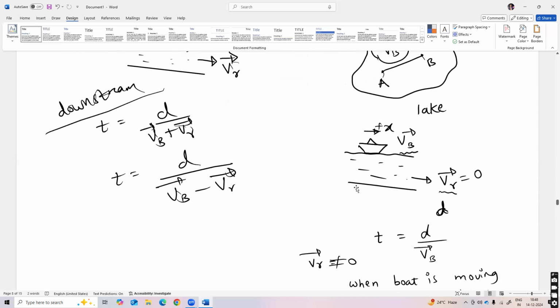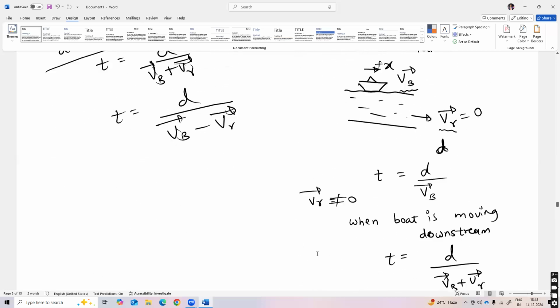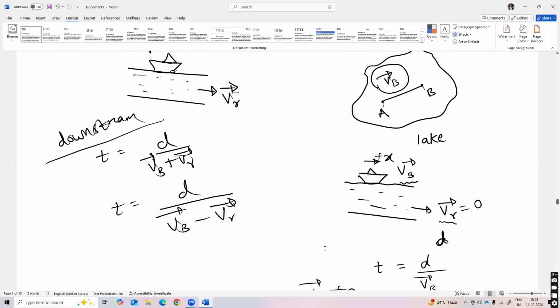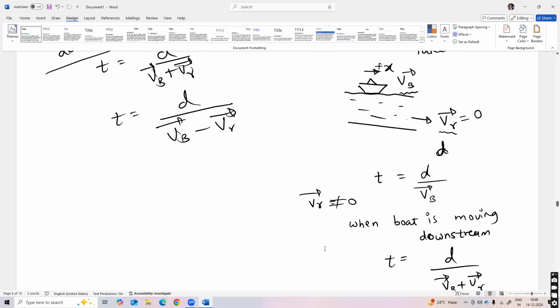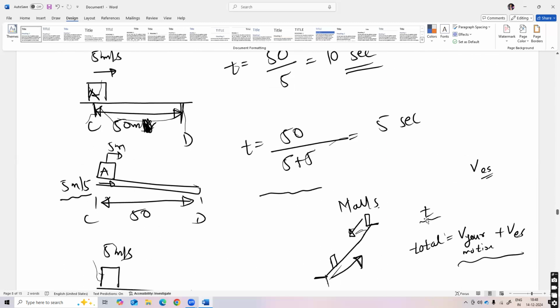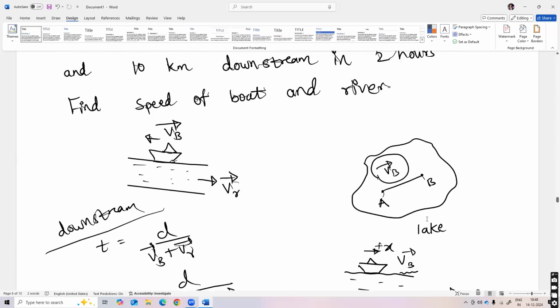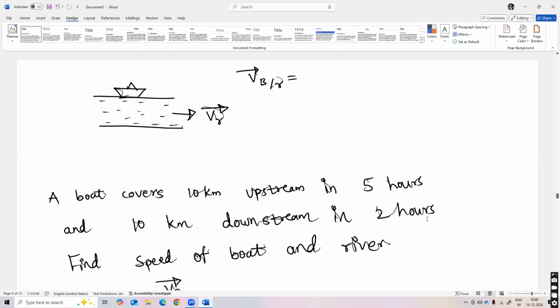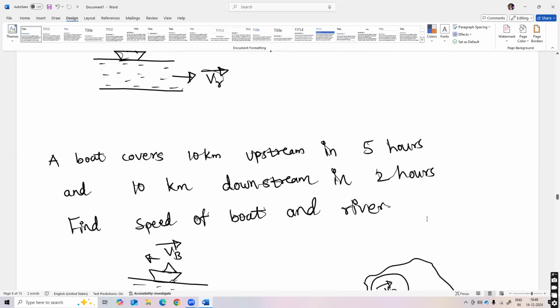If you see it properly, you just have to find out the net velocity. When going downstream, if both are going in the same direction, the velocities get added up. And if the boat and river are going in opposite directions, that is the upstream case, they get subtracted. So the question here is, a boat covers 10 kilometer upstream in 5 hours.